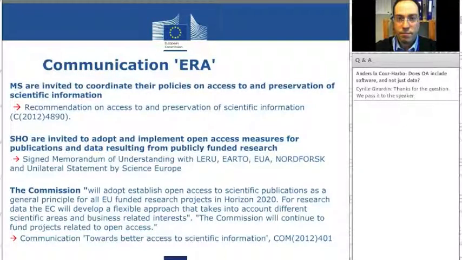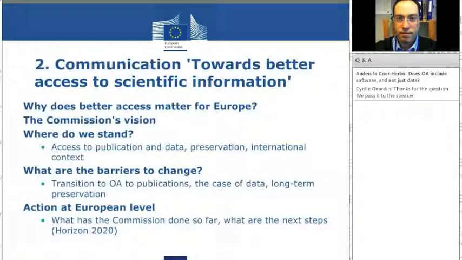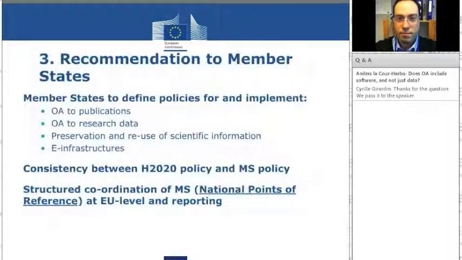The recommendation to the member states then goes into more detail, and it recommends that member states define policies and implement open access to publications, open access to research data, but also preservation and reuse, and e-infrastructure. The idea is to have consistency between Horizon 2020 and what member states are doing. And for facilitating the exchange with the member states, we said we would set up a system of national points of reference. So the idea is to have in each country one or several people that we can contact and that can contact us for exchanging information on open access. This is basically what we published in 2012, these 3 documents.